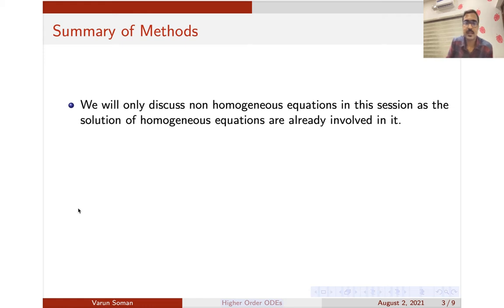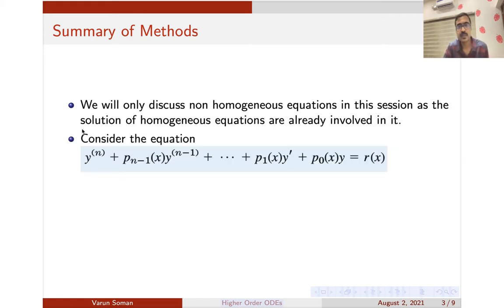Okay, so I'll just run through it. I am going to write the general form of a higher order equation. This is the general form of a higher order non-homogeneous equation with constant coefficients. It is an nth order equation. Here Pn minus 1, Pn, all these are constants for us, so we only have to study the constant coefficient case. This is the general form.